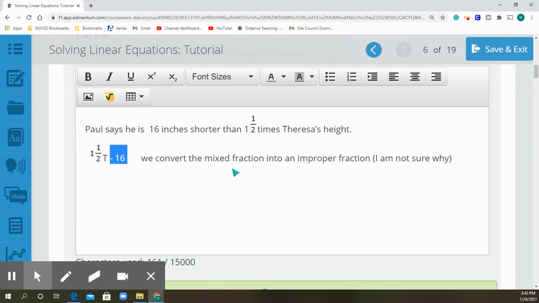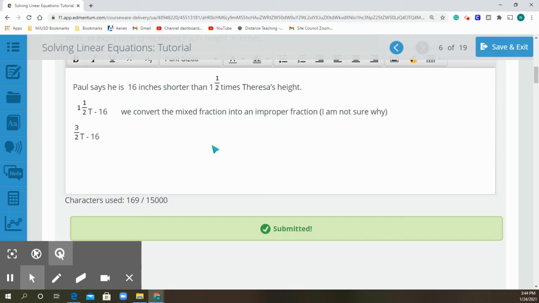We convert the mixed fraction, this is a mixed fraction, into an improper fraction. And when we're done doing that, it becomes 3 over 2, which, by the way, 2 over 2 is 1. And then the 1 over 2 is the extra little one there, making it 3 over 2, multiplied by t minus 16 is the expression that represents Paul's height in inches.